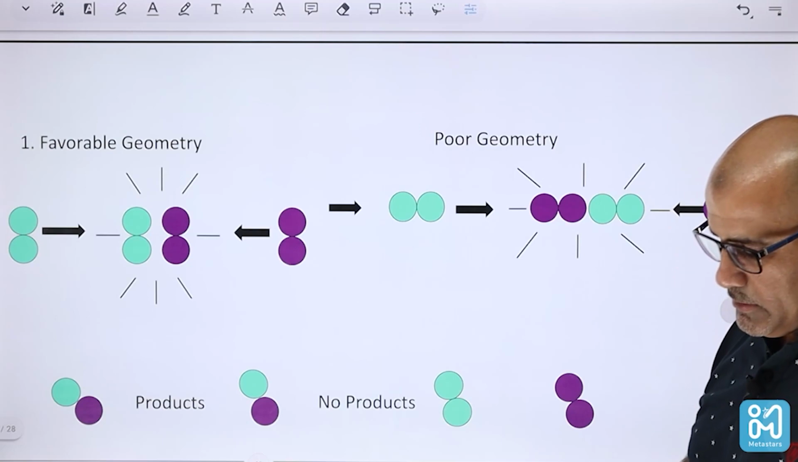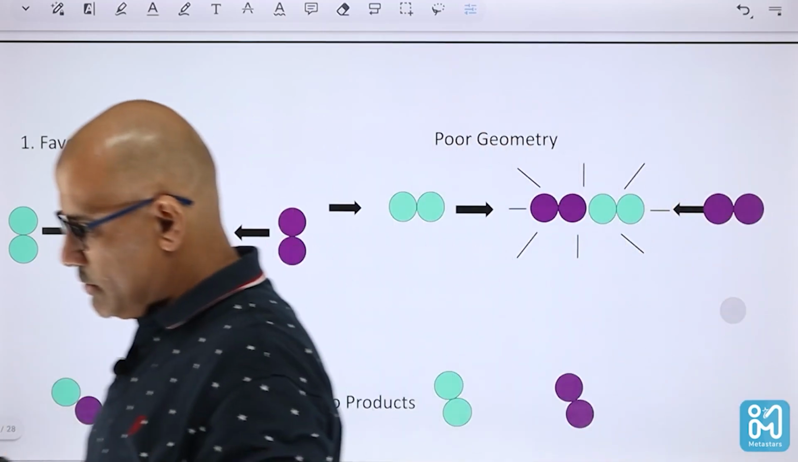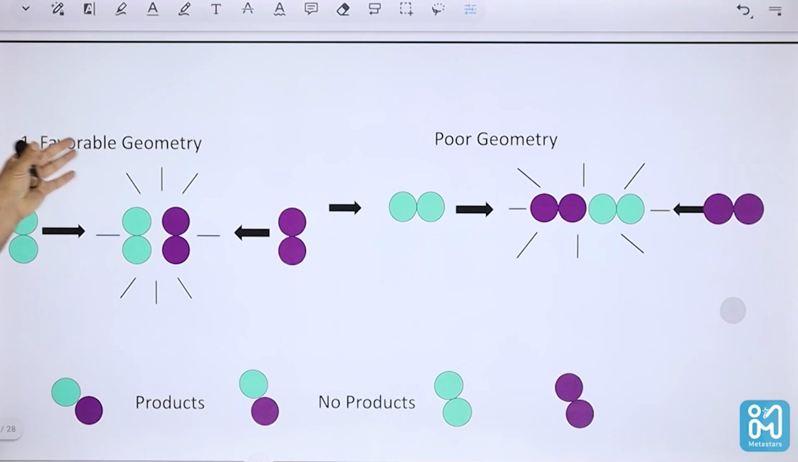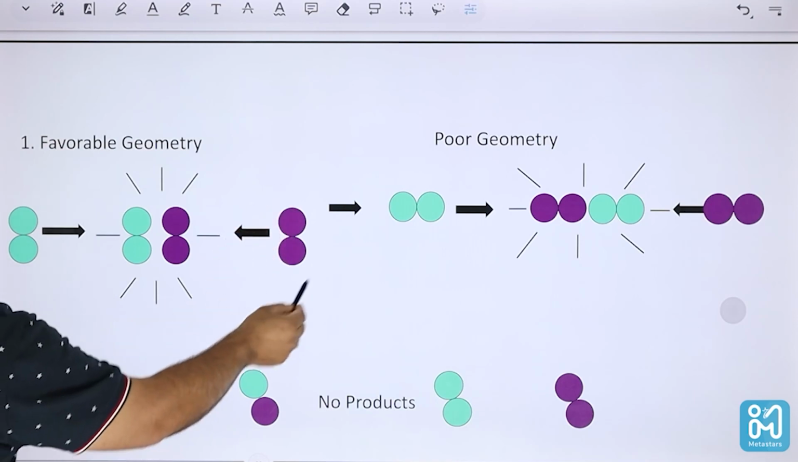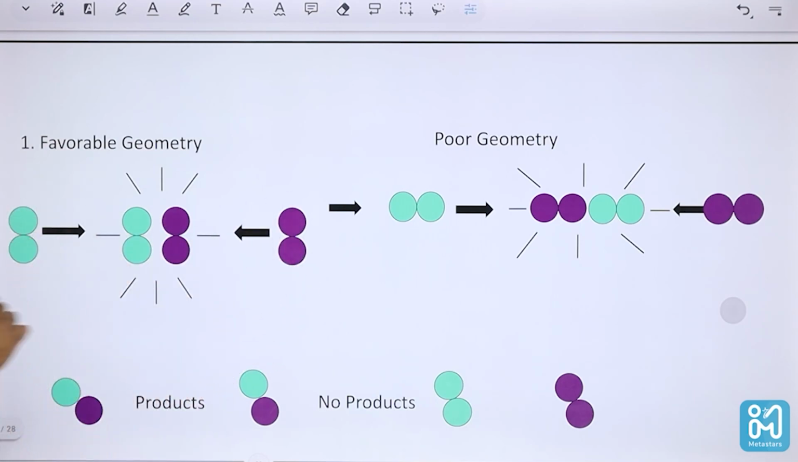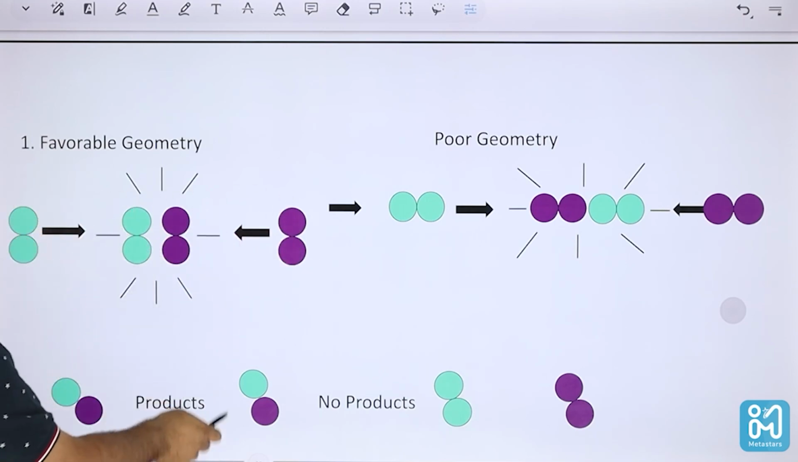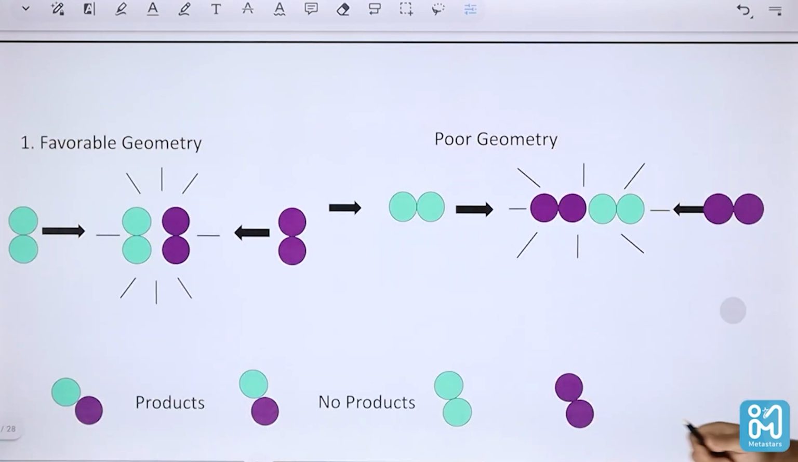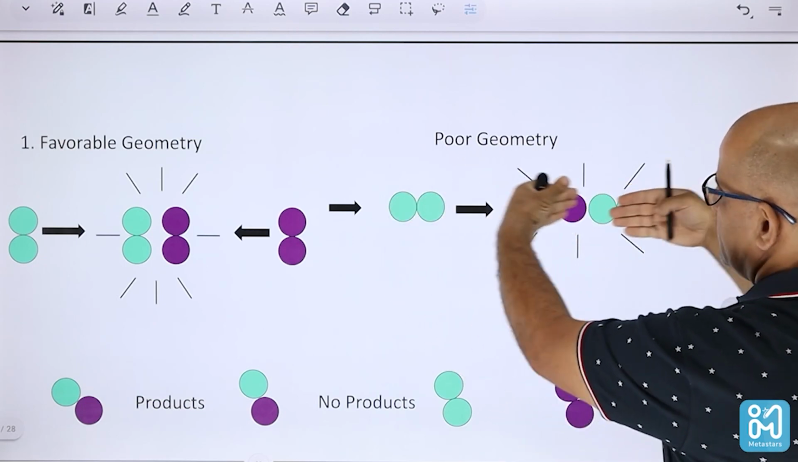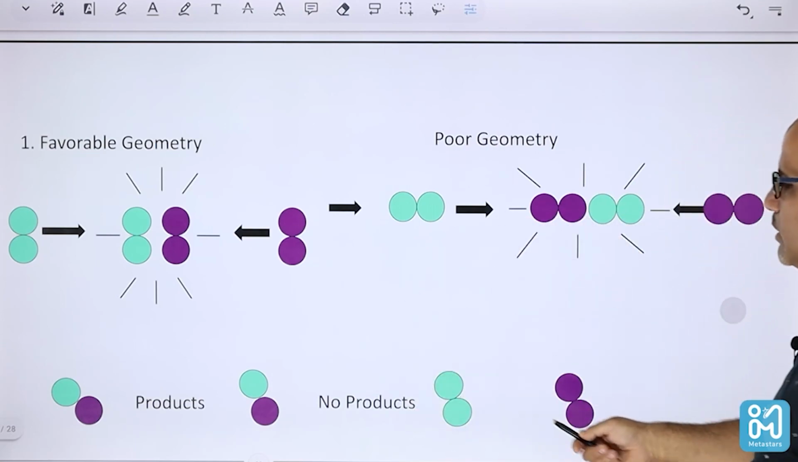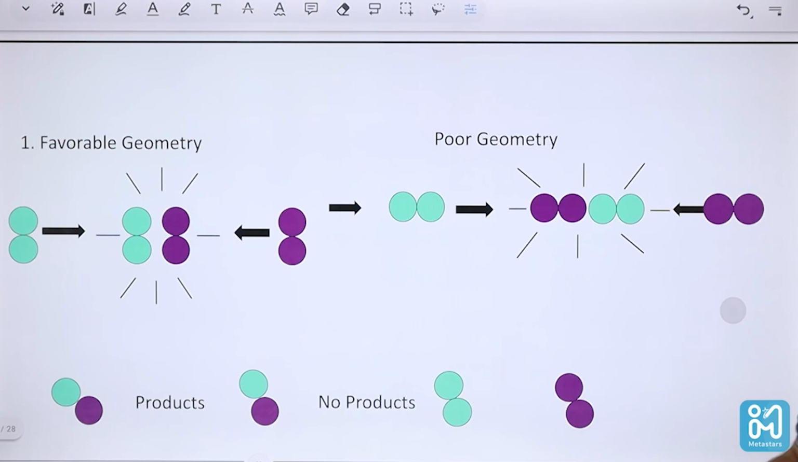Here we have two examples. In the first example, there is a good orientation or favorable geometry between the particles. We have this kind of molecule and this kind of molecule. When they have good orientation, favorable geometry, there are products. But on the other side, if we have poor geometry, when they meet each other at a different angle, there is no product, so the molecules stay the same and there is no chemical reaction.